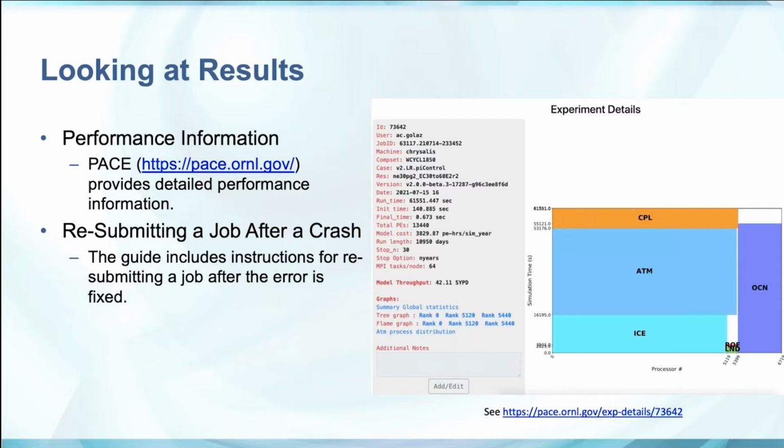Another thing that's noted in the step-by-step guide is how to resubmit a job after a crash. You can look at the error logs, figure out what went wrong, and you can make a change, and the model will pick up from the last restart file. So you don't have to start from square one if your model ran 100 years already. You can simply rerun it, and this guide has simple steps to follow to resubmit. Next slide, please.